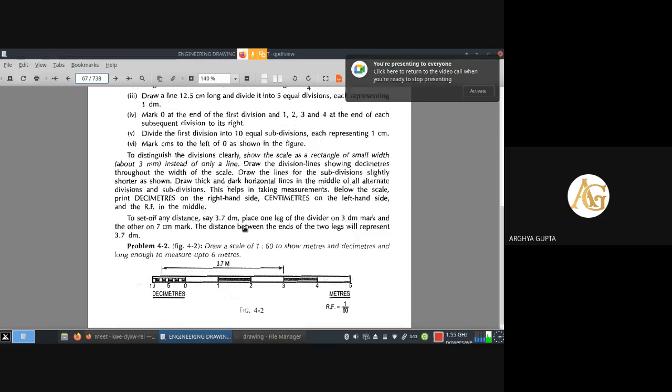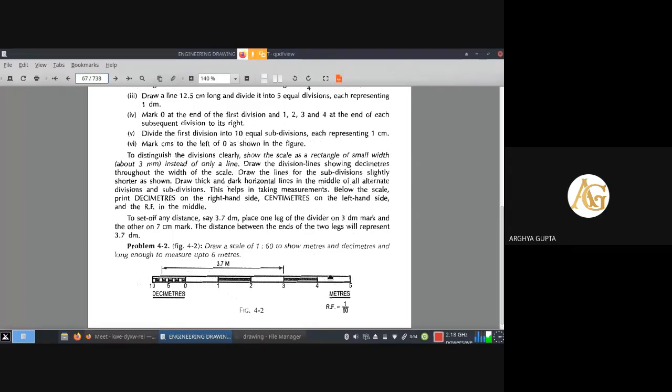In previous classes, we have done the plain scale. Plain scale means one unit has been divided into the next consecutive unit, and the least count of the plain scale is 0.1 unit. Least count means the minimum distance that can be measured by a scale. That is 0.1 unit, which means one division has been divided into the next consecutive division.